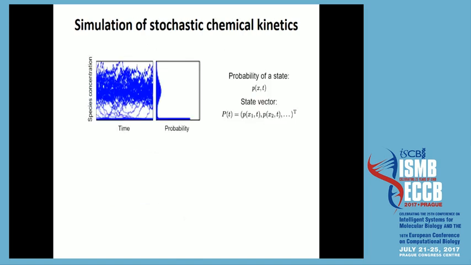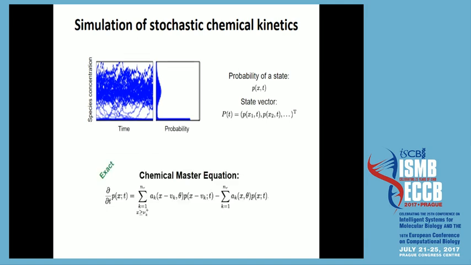So under certain conditions, the exact dynamics of this probability distribution can be described by the chemical master equation, which is a set of ODEs that describes the probability of all possible states at each time point. But for most realistic systems, the size of the chemical master equation is very large, or even infinite, and therefore its numerical solution is intractable.